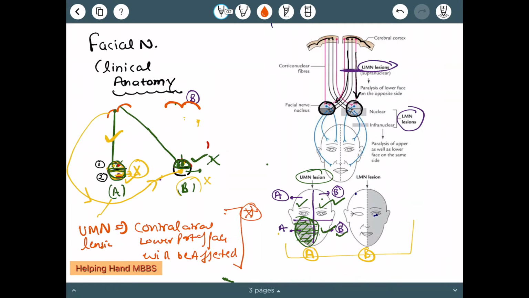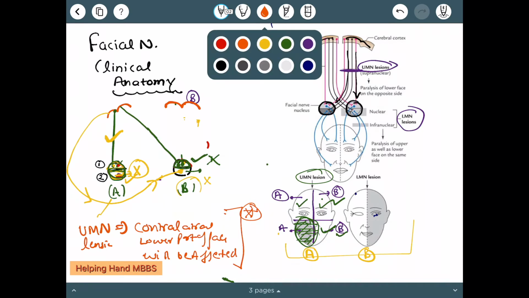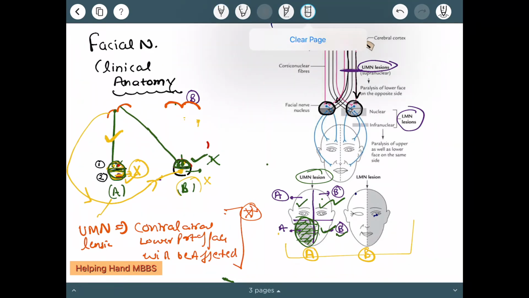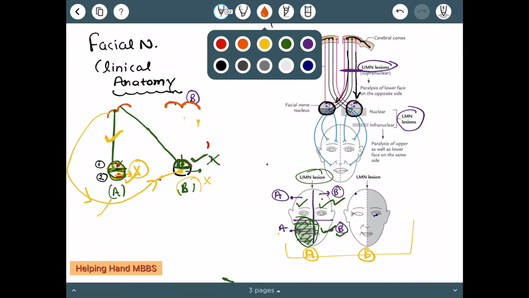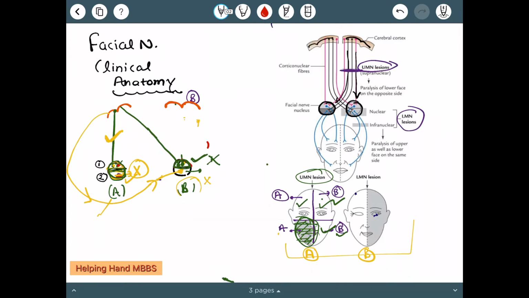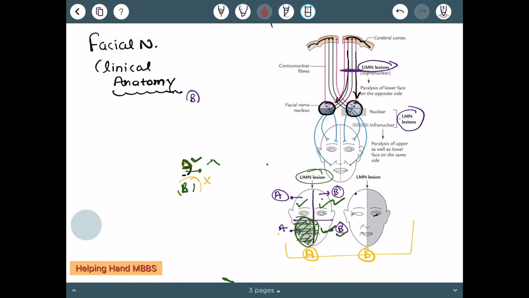So let us proceed to our second lesion, that is lower motor neuron lesion. Very easy. Lower motor neuron is very easy as compared to upper motor neuron lesion to understand. So let me erase this first, and then we will make a new diagram and understand it completely. So see guys, if the lesion is below the nucleus, we call it lower motor neuron lesion or the infranuclear lesion.